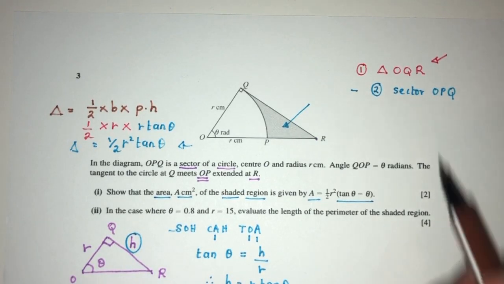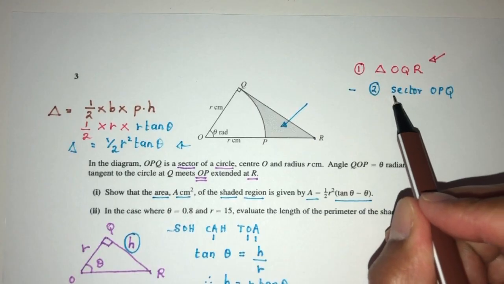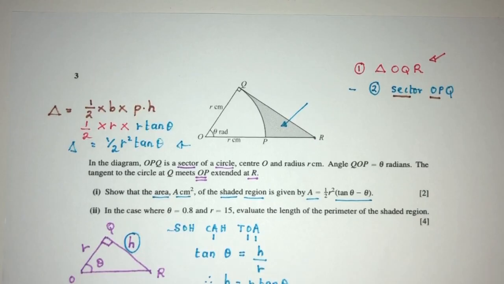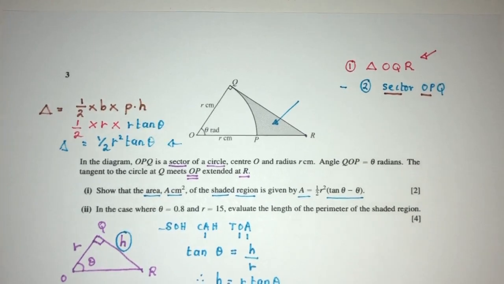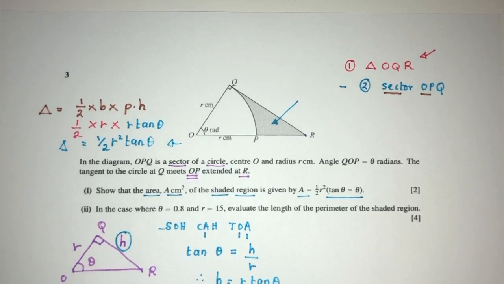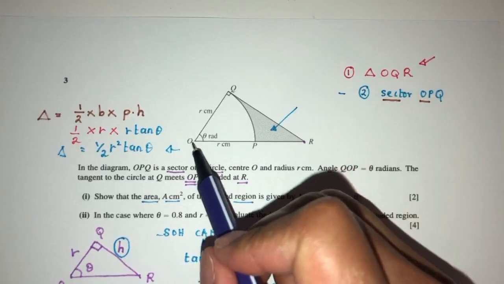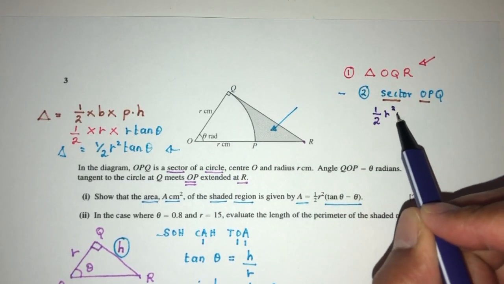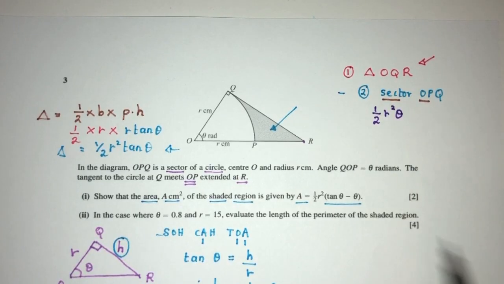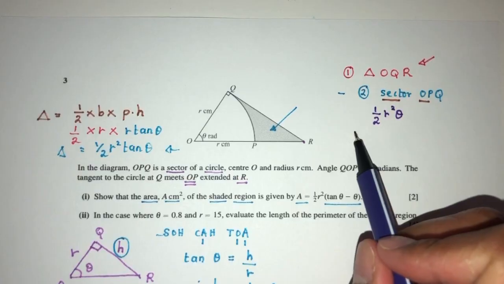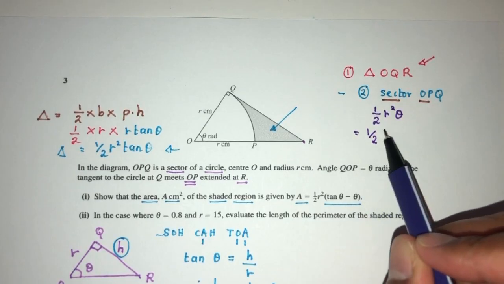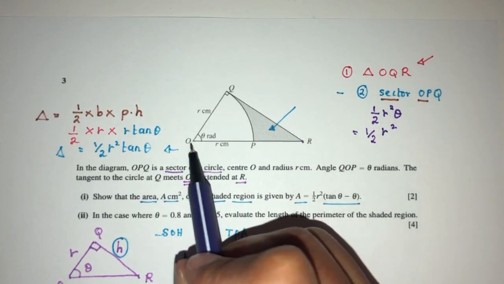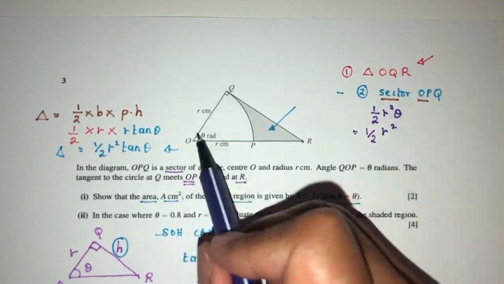Now for part 2, we're trying to find the area of the sector OPQ. This is pretty easy. We have to know the formula for the area of the sector. That will be half r squared theta. This is only in radians, so we have to use that formula. That will be half times r squared, where r is the radius, and this is exactly theta.